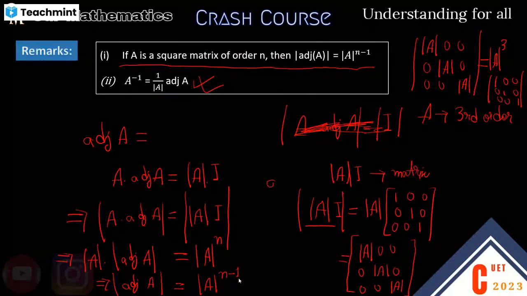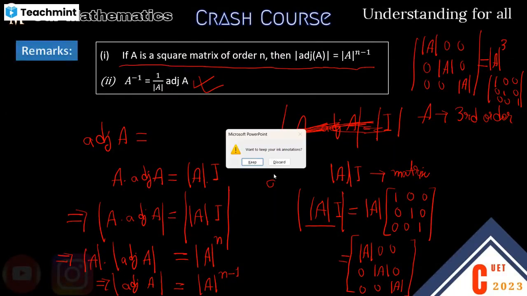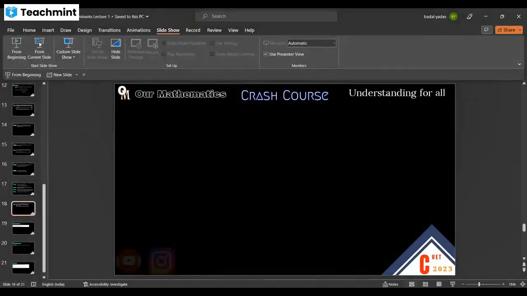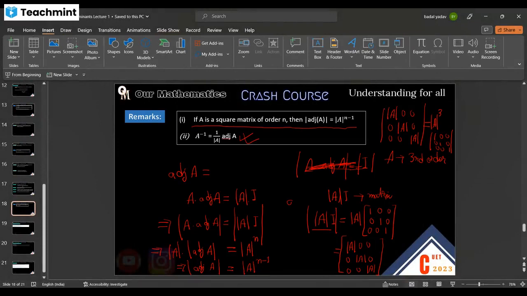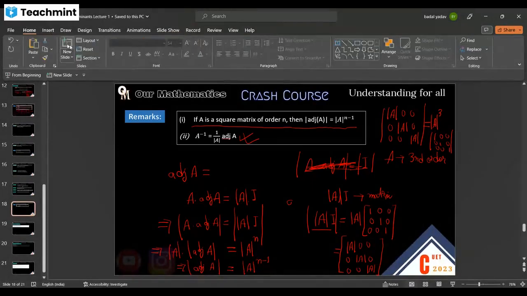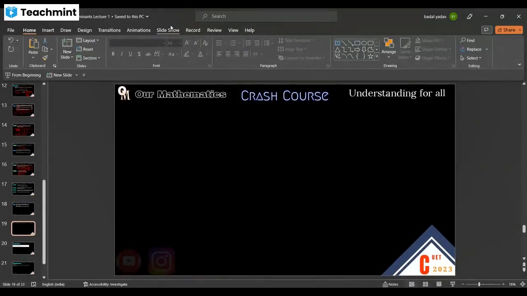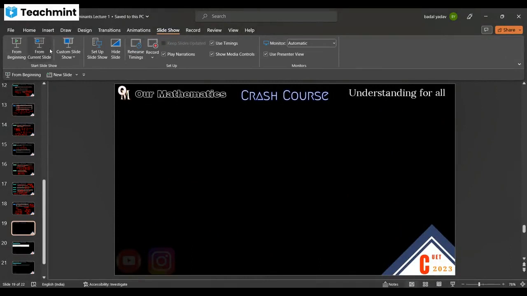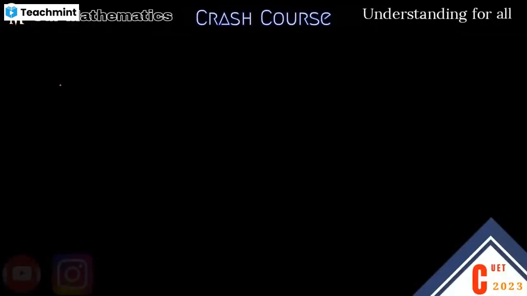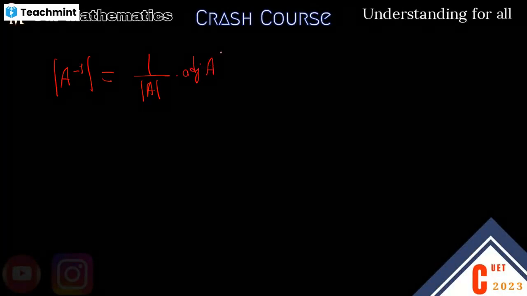So this is another thing. I will just add a page here. Suppose, okay, let's do some tricks. Then if someone asks what is determinant of A inverse, we know that A inverse is what? It is nothing but 1 by determinant of A into adjoint of A, right?